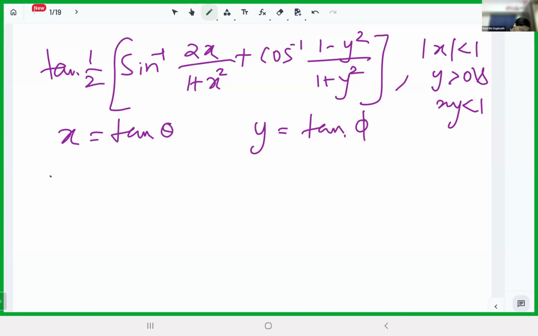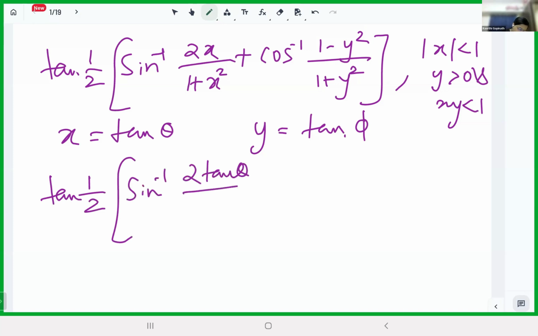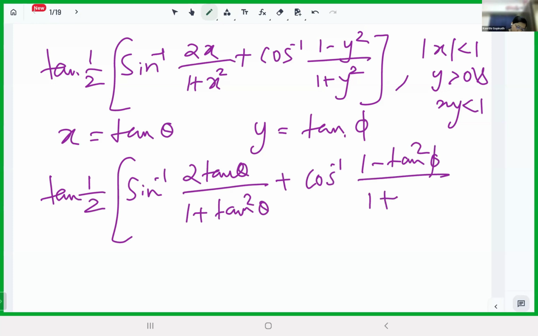So this equation will become tan 1 by 2 into sine inverse of 2 tan theta divided by 1 plus tan square theta plus cos inverse of 1 minus tan square phi by 1 plus tan square phi. So by putting x is equal to tan theta and y is equal to tan phi, the equation becomes this.